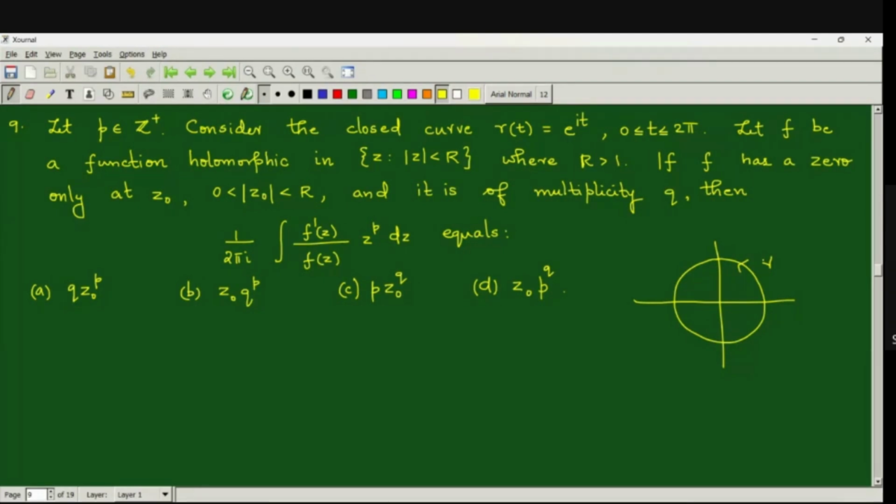Okay. So this is the curve, and they are giving that f is holomorphic in a bigger region. Here our radius is 1. So what they are telling is that if this is of radius R, our f is analytic in this region. Means f is analytic inside and on the curve.